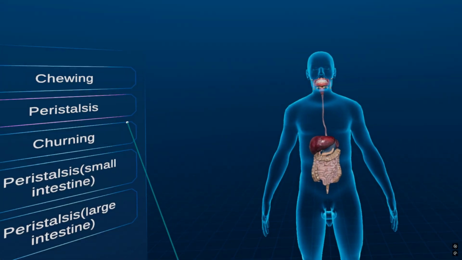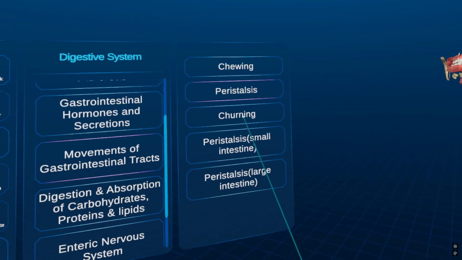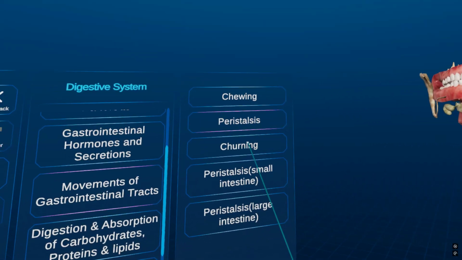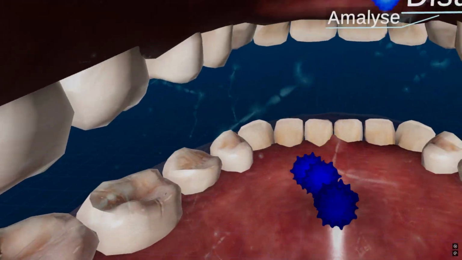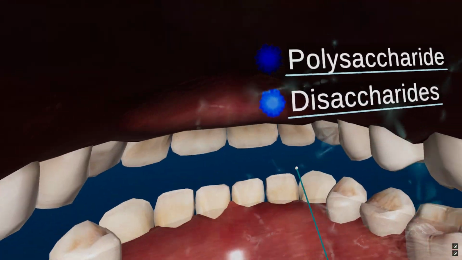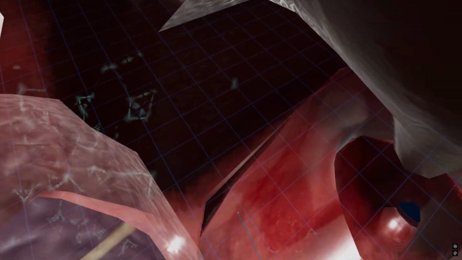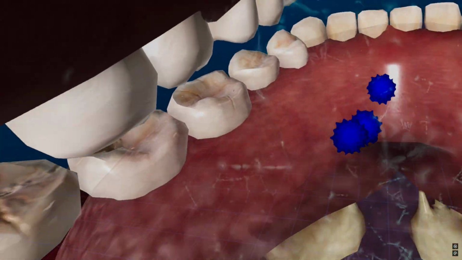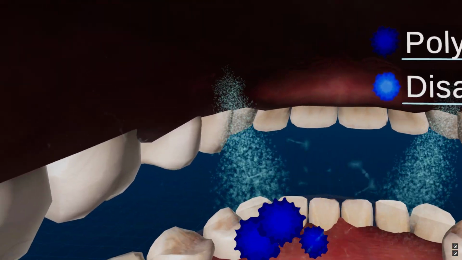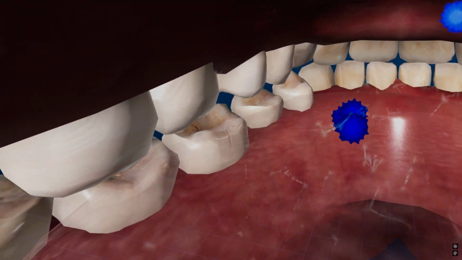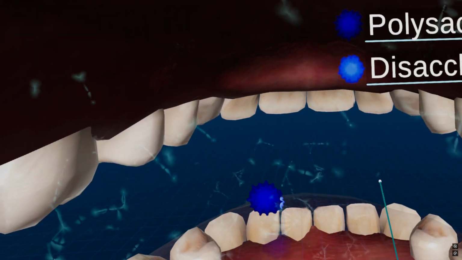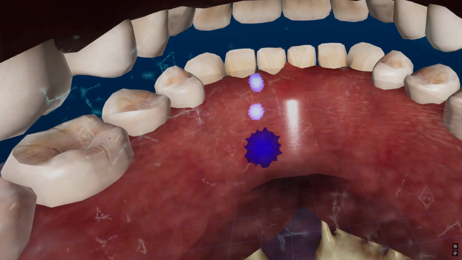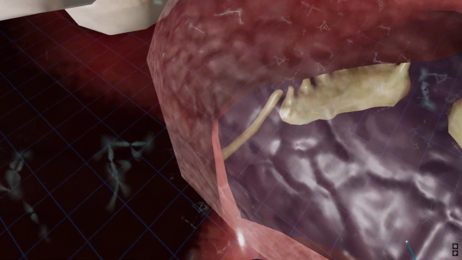Peristalsis is the rhythmic contraction and relaxation of smooth muscle in the esophagus that propels food from the mouth to the stomach. Carbohydrate digestion starts in the mouth. When you eat carbohydrates such as bread, pasta, and rice, the salivary glands in your mouth produce saliva that contains an enzyme called amylase. Amylase breaks down carbohydrates into smaller molecules called oligosaccharides and disaccharides. The longer you chew your food, the more amylase is produced, and the more carbohydrates are broken down.